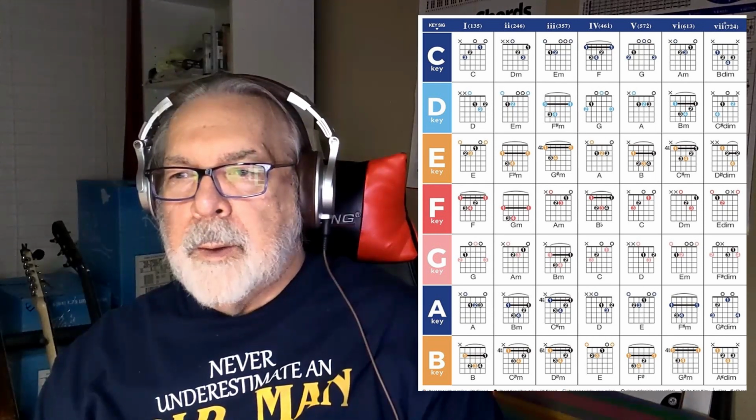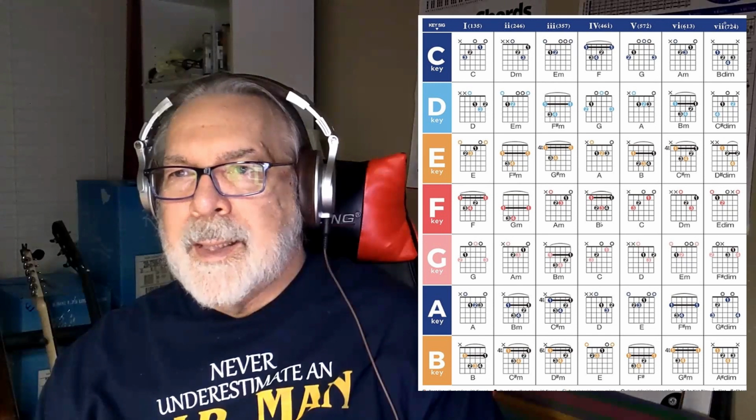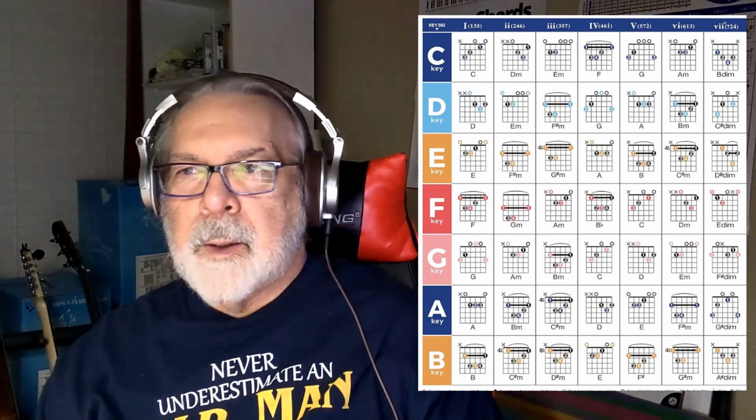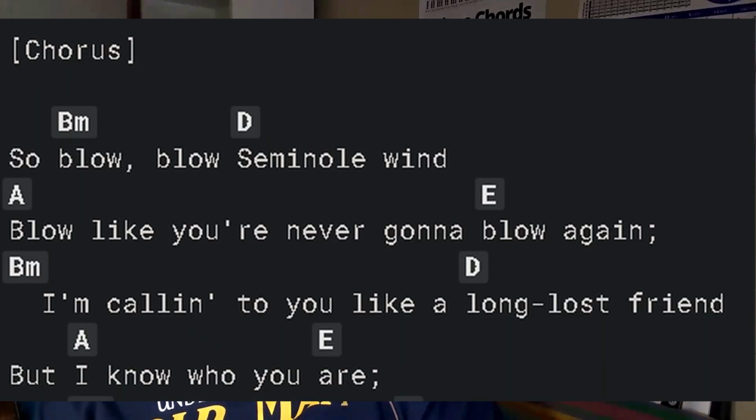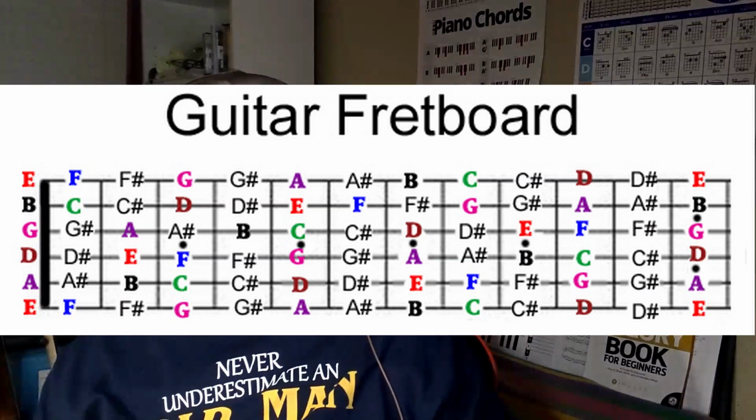F sharp minor is 5, G is 6, and A is 7th. The A is our last one. So the B minor is 1, D is 3, A is 7, and E is 4. And we're going to play that in that order. B minor, D, A, and E. Where do we put the capo?